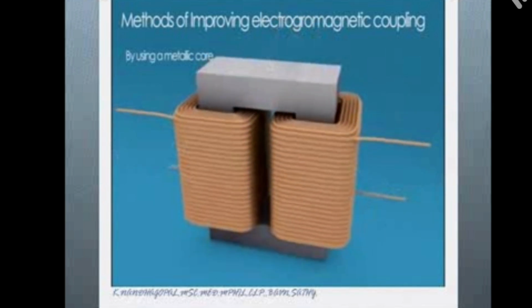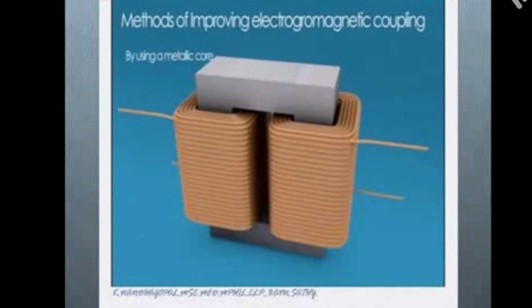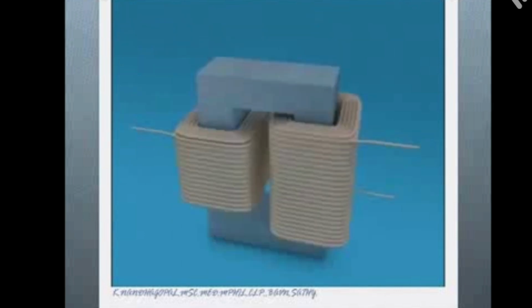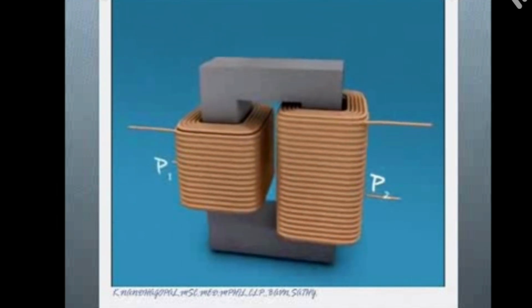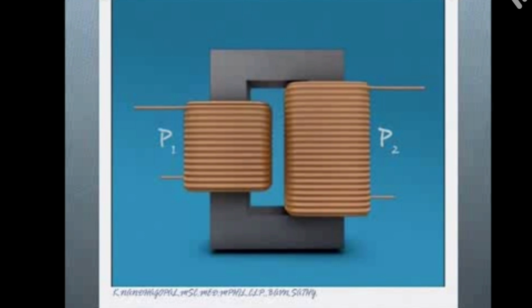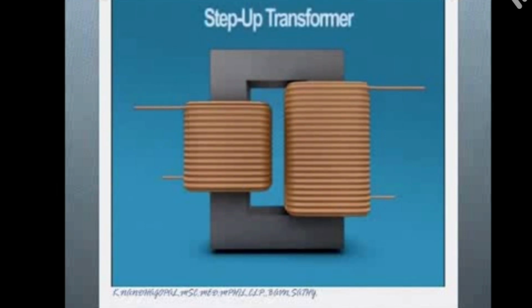This can improve the transfer of current from one coil to another coil. You can see that two coils are there. One coil is called the primary coil, another is called the secondary coil. P1 is the primary coil, P2 is the secondary coil. This is a step up transformer because the number of turns in the secondary coil is greater than the number of turns in the primary coil. The number of turns is not equal, it is different, so it is called a step up transformer.